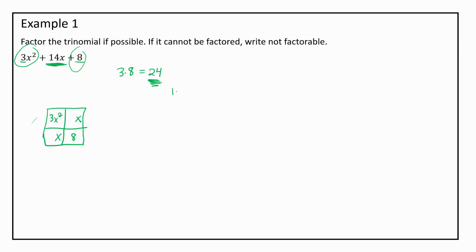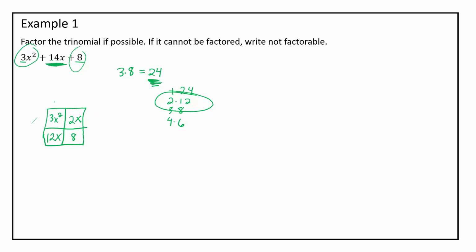So our choices for 24 are 1 and 24, 2 and 12, 3 and 8, and 4 and 6. Which of these adds to get 14? It'd be the 2 and the 12. So I'm going to put 2x and 12x. It doesn't matter which one you put where, it just matters that they're in the diagonal.